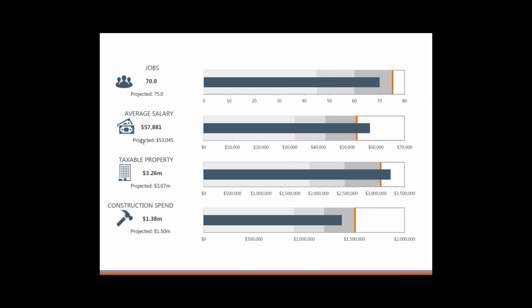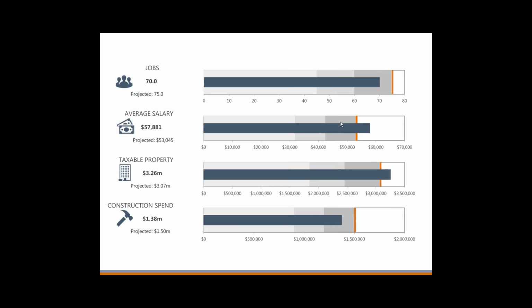The average salaries, well, they actually did better. Their average salary is higher than what was projected, so here we can see they're doing a little bit better. Same thing with taxable property. They're on the tax rolls for a little bit more than we had projected, so they're doing better there. The construction spend, as it turned out, they spent a little bit less than what was projected, so they fell short of the construction spend target that was originally set.